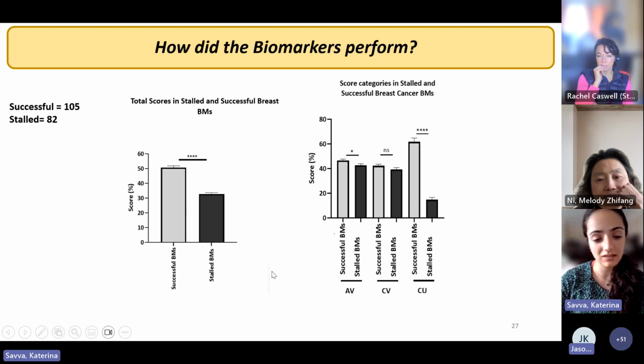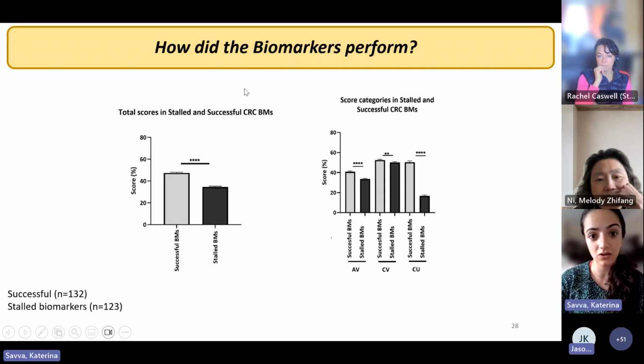And interestingly, the same pattern was observed in colorectal cancer biomarkers. So a higher score was seen in successful biomarkers. And this higher score indicates that the specific publications of successful biomarkers cover more aspects of the biomarker toolkit checklist in comparison to the stalled group. And once again, differences are reflected in individual categories, with the biggest difference also seen in clinical utility.